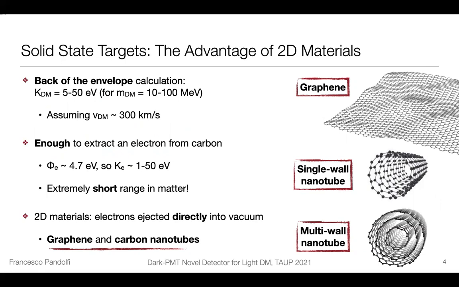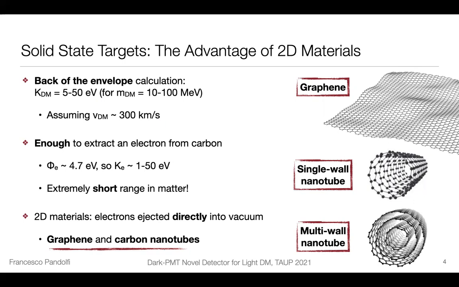And the idea is the following. So if you do a back of the envelope calculation, light dark matter with mass between, say, 10 and 100 MeV, part of the dark matter wind would have a kinetic energy between a few and a few tens of electron volts. Now, this is enough energy to extract an electron from the carbon lattice. The work function is 4.7 electron volts. So you end up with an electron with a kinetic energy of a few tens of electron volts.